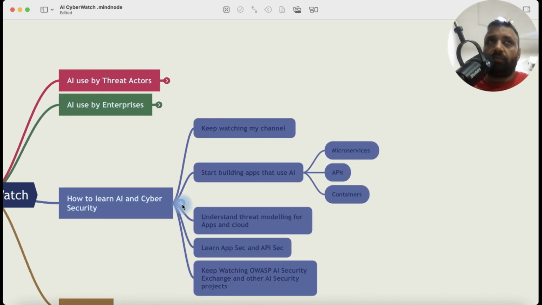For kids who are in school or graduating, they should start learning to build apps, of course. I think that's a no-brainer right now. Learn how to use microservices, APIs, and containers. First, learn to build an app which is container-based and API-based. Then understand threat modeling for these apps and also the cloud. Then learn AppSec and APISec. And then start tracking development on the OWASP projects, such as the AI Security Exchange and other projects that they have, like the LLM Top 10, ML Top 10, etc.